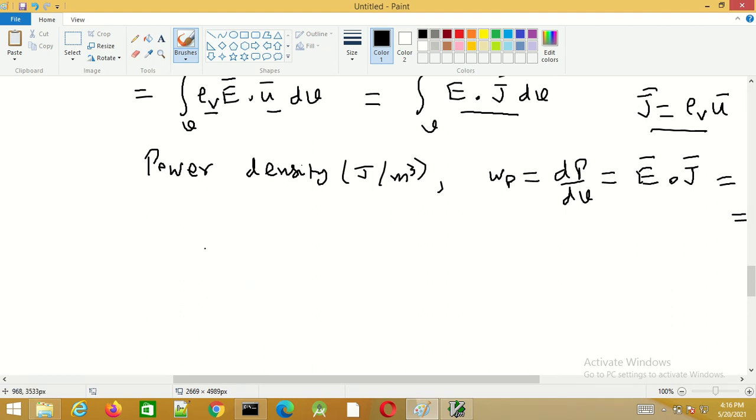And we can see that for a conductor, in general, from the above expression we can also derive that P is equal to I square R.